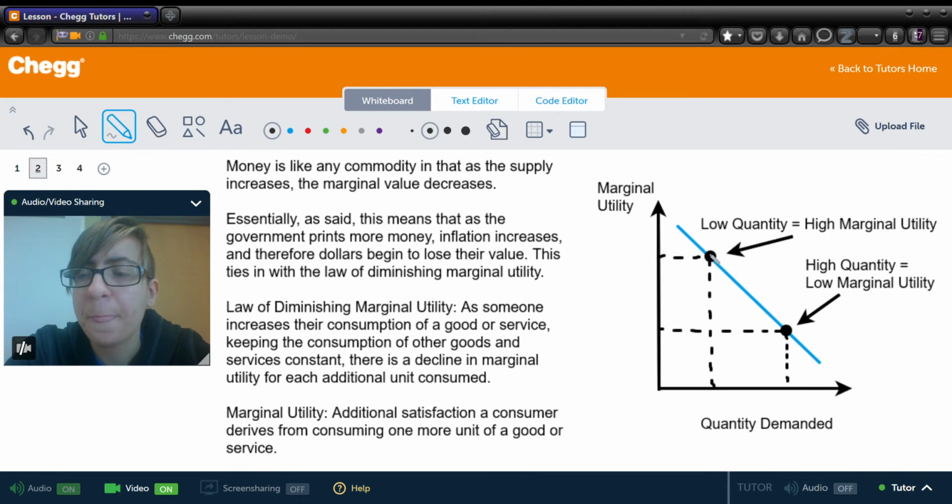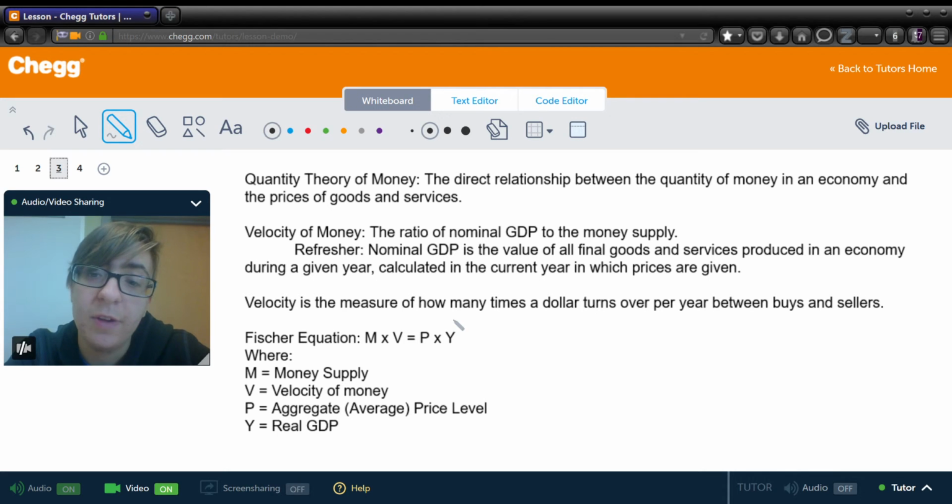For example, back in, I don't know, maybe 1910, you could buy a loaf of bread for 10 cents. Now you'll be lucky to find it for $2 or $3, depending upon where you go. So that would be an example of inflation, because we have much more money in our economy now than we did in 1910. So that is our law of diminishing utility. We calculate the velocity of money with the Fisher equation, which is money supply times the velocity of money, which equals the average price level times the real gross domestic product.